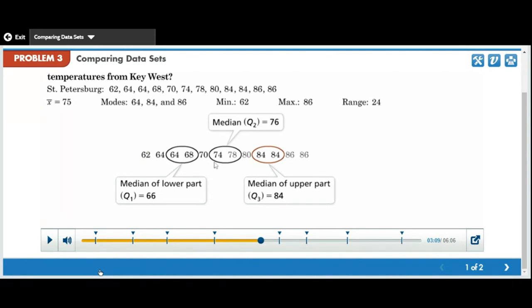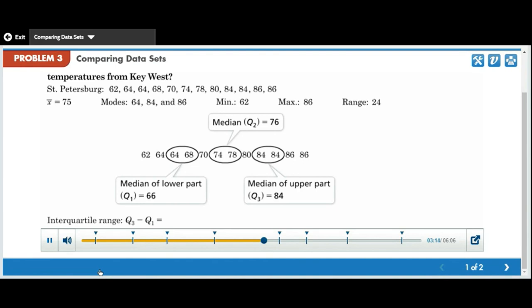So I left 62, 64, 70, and 74 on the lower half of my data set, right? 76 is right in between 74 and 78. That's my median. So I'm taking the median of this half of my data set. So I did 64 plus 68 divided by 2, which gave me 66. Similarly, we did the same on the right-hand side. Anything to the left of the median is considered the lower half of the data set, and anything to the right is considered the upper part of our data set.